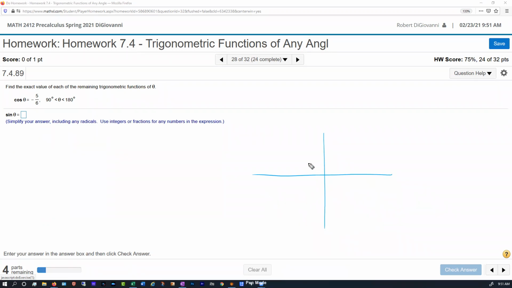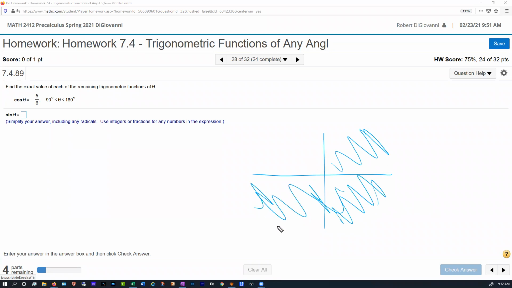Okay, we are between 90 and 180, so we can't be between 0 and 90, can't be after 180, so we're in the second quadrant. And it tells us that cosine of theta is -5/6. So cosine is adjacent over hypotenuse. And remember, the hypotenuse will always be positive. So we're going to make that 6 positive and the negative go with the 5.